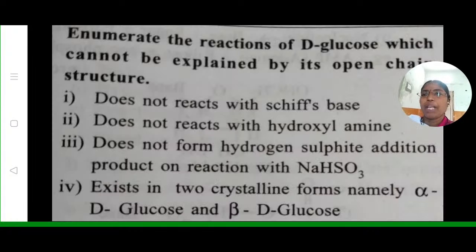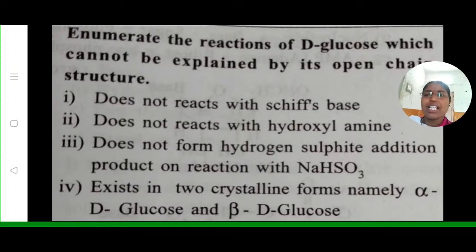Next, enumerate the reactions of D-glucose which cannot be explained by the open chain structure. We have already discussed the structure of glucose. The straight chain structure fails to explain the cyclic structure because it does not show some types of reactions. First, glucose does not react with Schiff's base, which confirms it is not an open chain structure.